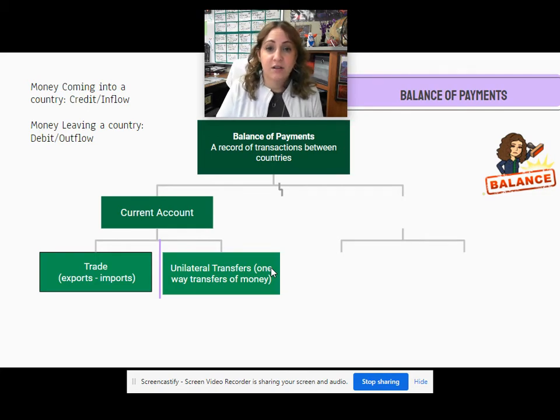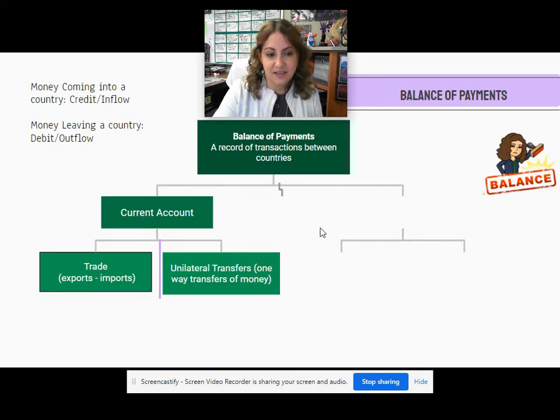The United States also does this when maybe a developing country has a natural disaster, like an earthquake or a flood. We might just send financial aid. We're not buying anything from this country, we're just sending them money. So that would be an outflow from our country and an inflow of money into their country, into the unilateral transfers section of the current account of the balance of payments.